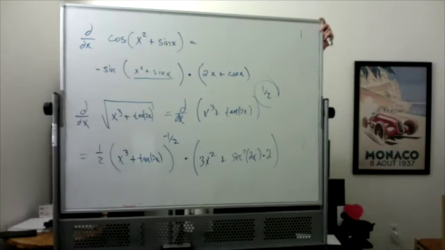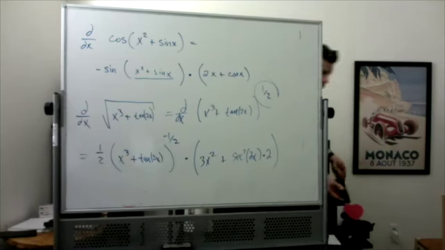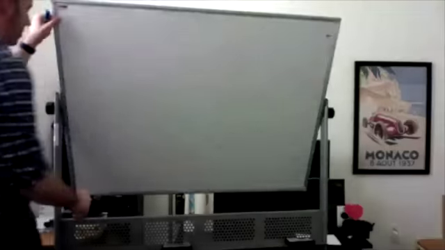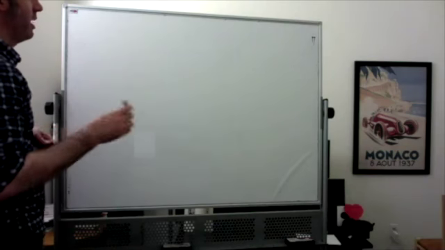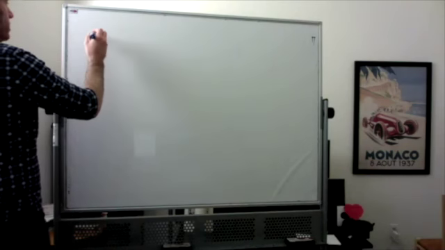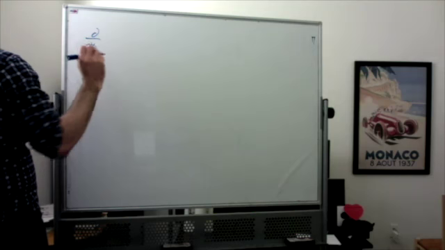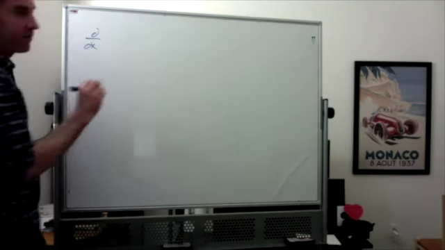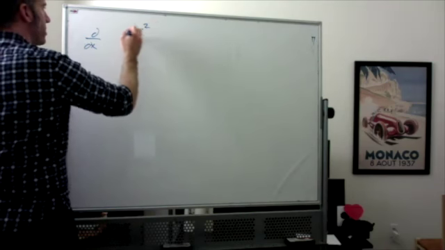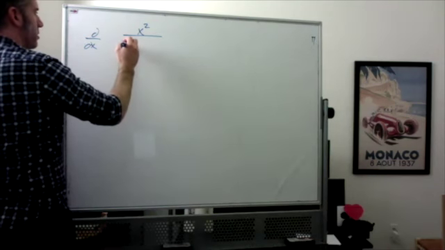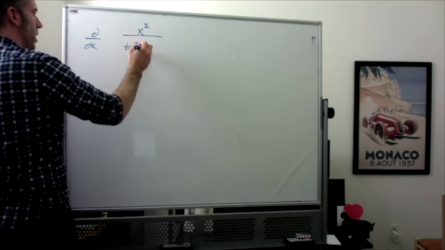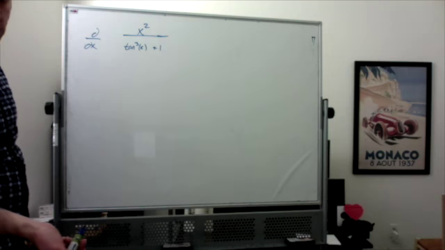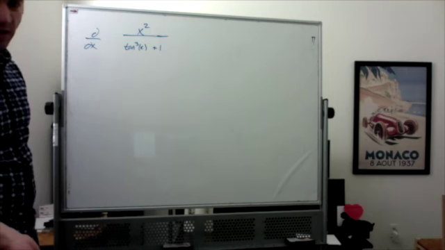The chain rule definitely can be combined with other rules, and often is. So for example, I could ask, what is the derivative of x squared divided by tangent cubed x plus 1? So I've got a quotient rule. Well, let's just start with that.